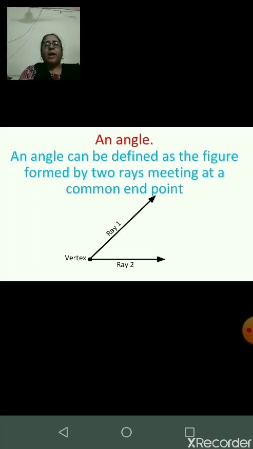So how will you define an angle? An angle can be defined as the figure formed by two rays meeting at a common end point. When two rays are meeting together, they have a common end point, and then an angle is formed. So remember the definition.